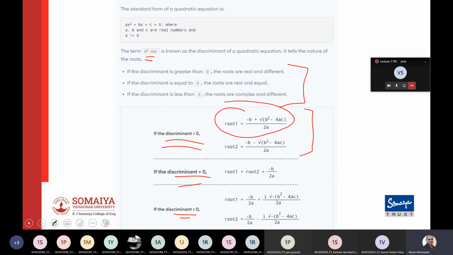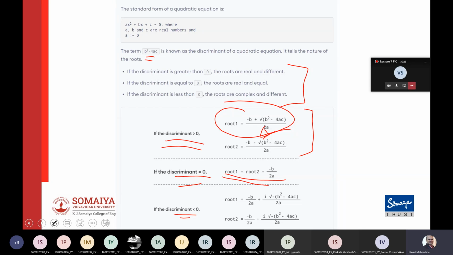Similarly, root 2 will be minus b minus under root. Now here we will introduce a new term for your square root called the sqrt function, and that's why this kind of programming is a must. Similarly, if discriminant comes out to be 0, then the solution is pretty straightforward. Root 2 equal to root 1 equal to minus b upon 2a.